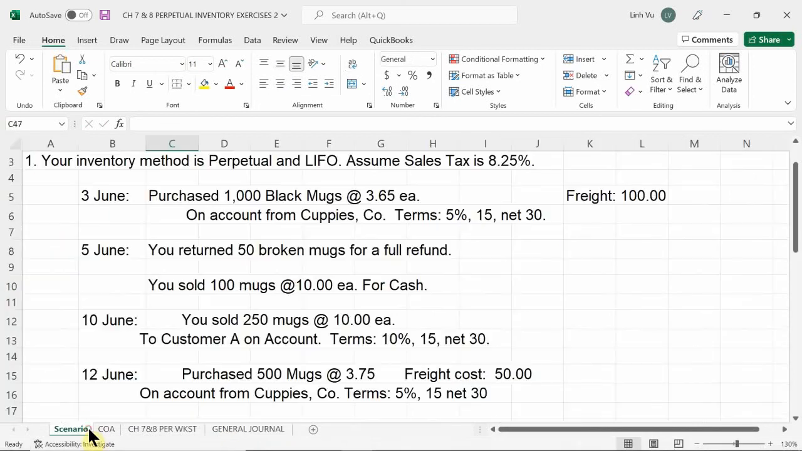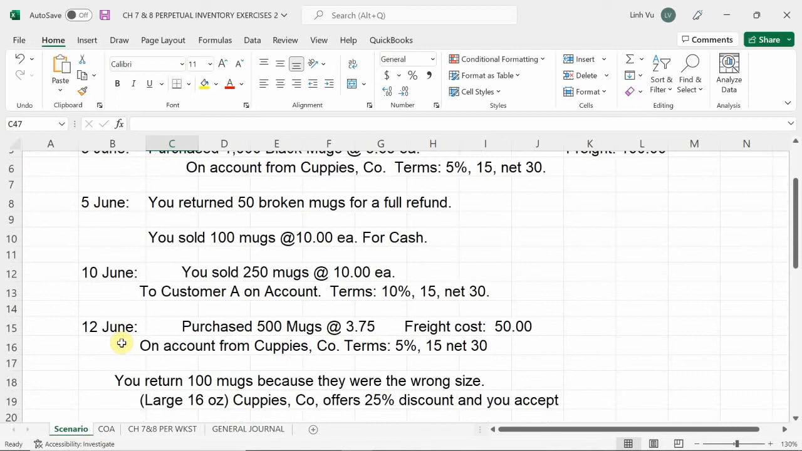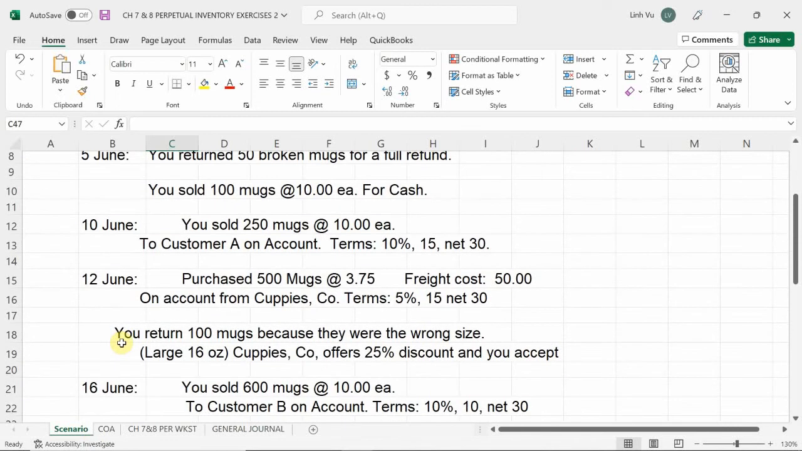All right, so let's move on to the next one. Okay. Now it's June 10, and you end up selling 250 mugs for $10 each to customer A on account. Terms we gave them is a 10%, 15, net 30. So we sold 250 mugs for $10 each to customer A, and we gave customer A terms of 10%, 15, net 30. So in this case, what do I do here?